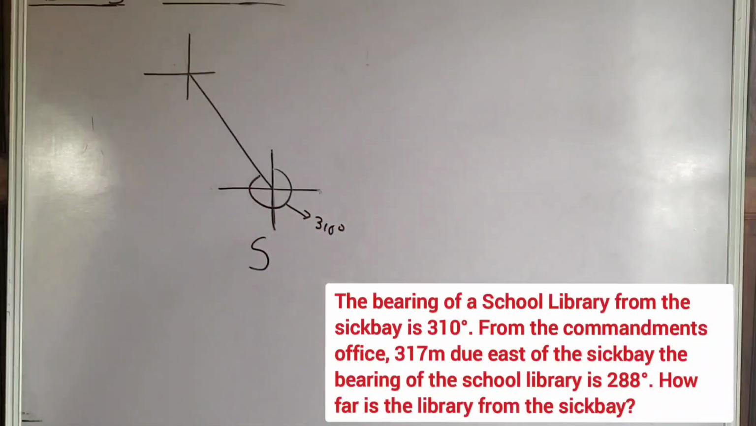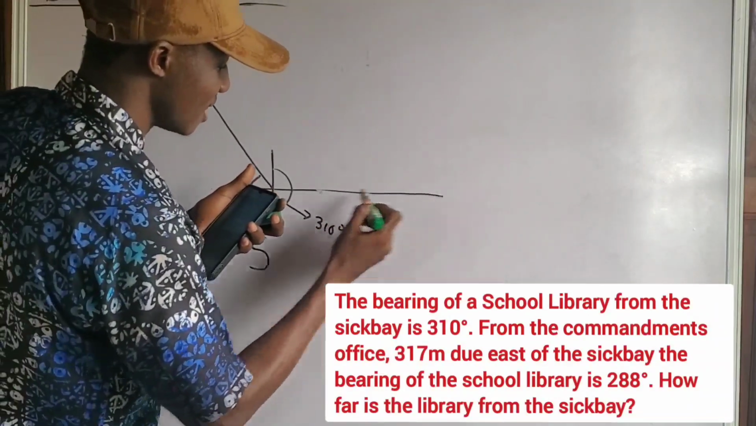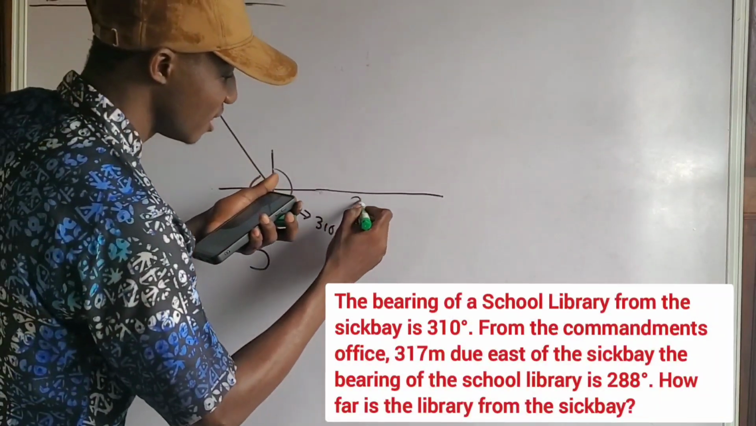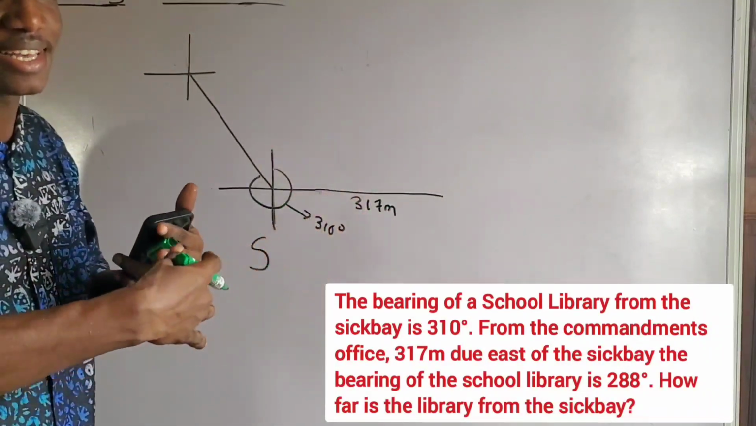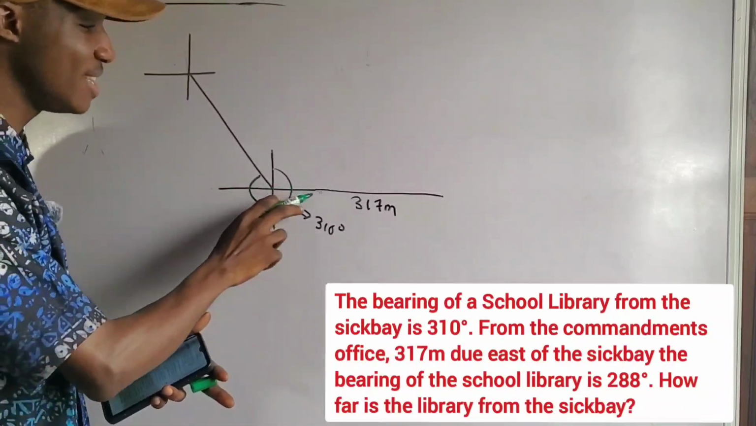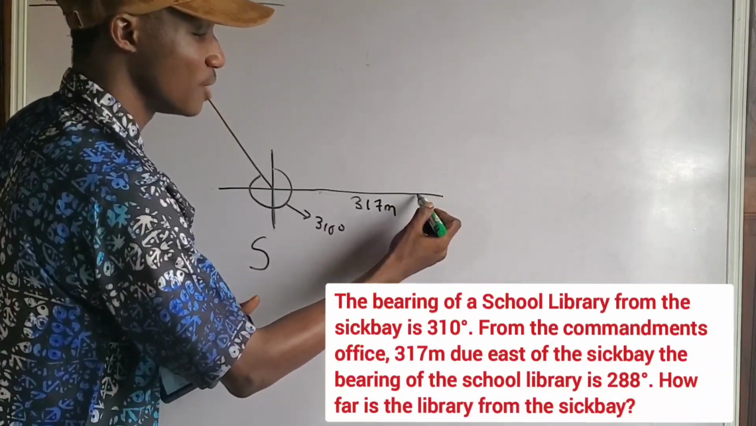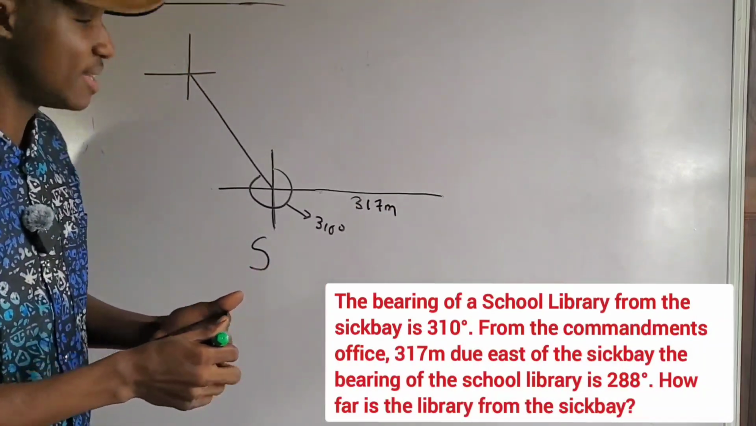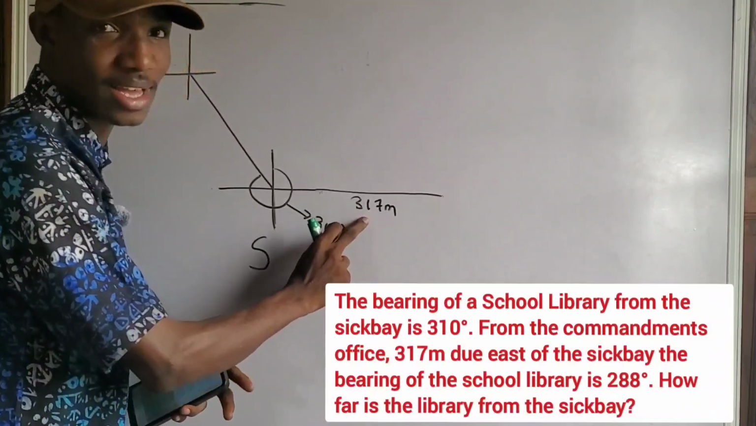So east of the sick bay simply means this side, right? And the distance is what? 317 meters. The commandment office is along the east side of the sick bay. And if this is the north pole, this is the south pole, west and east, it means that the commandment office is with respect to this side from the sick bay. And they have given us the distance as what? 317 meters. So are you getting it?